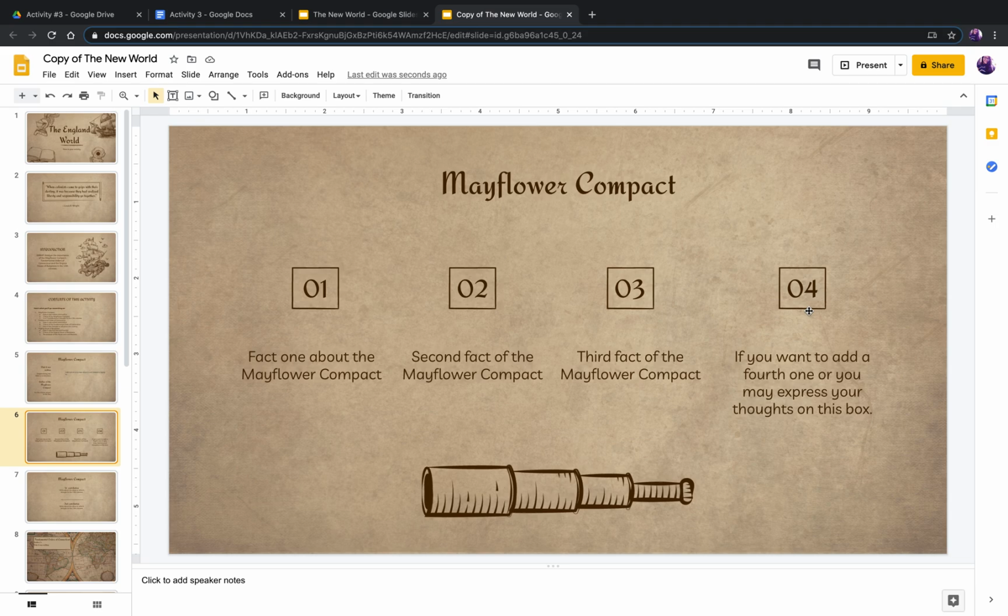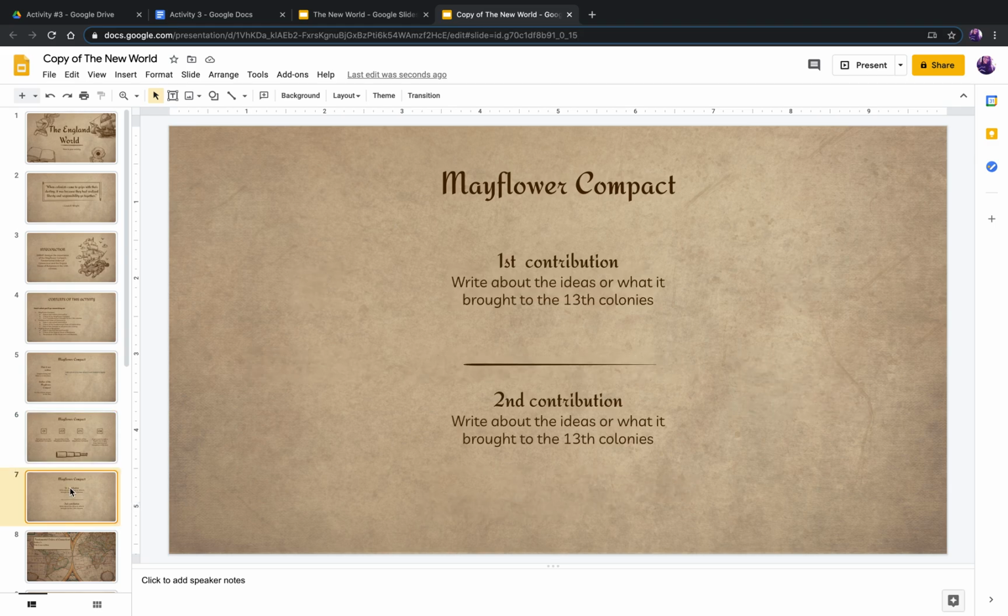And on number 4, you will actually write about your expression of what you think of the Mayflower Compact. Do you agree with it? Do you disagree with it? Are you not okay with it? Would you be like no during those times, or would you be yes with it, full on board? And then the next slide, you will go into your first and second contribution of the Mayflower Compact.